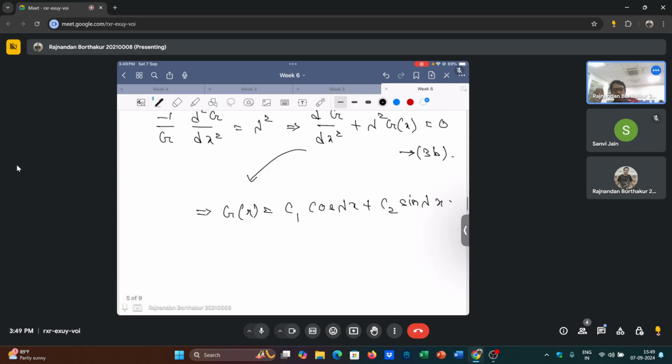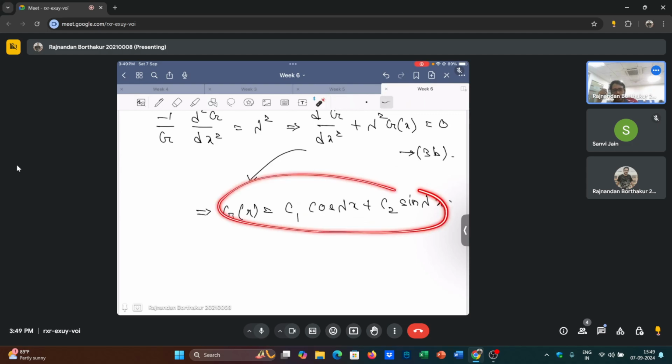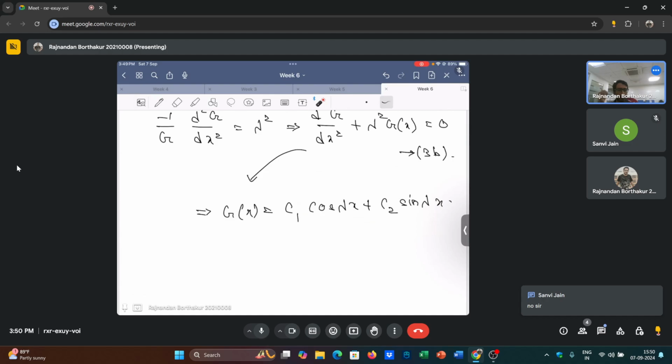Do you have any problem understanding how this solution came? If you are facing a problem in understanding this, I will show you how this solution came. So you got this, right? You understand how this solution came? Yes. Okay. Thank you very much.